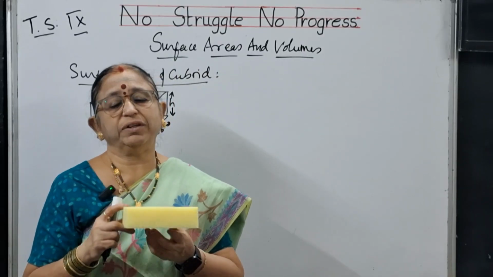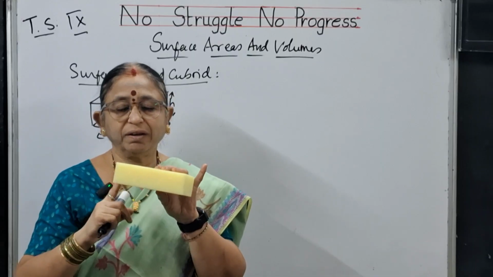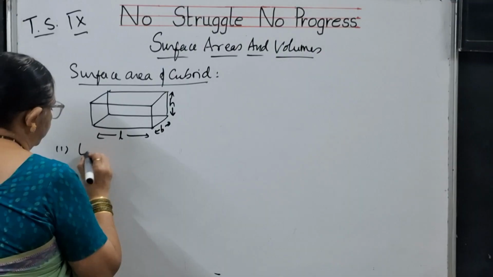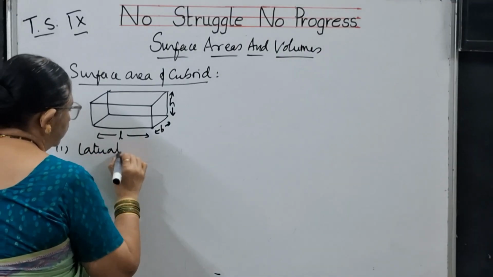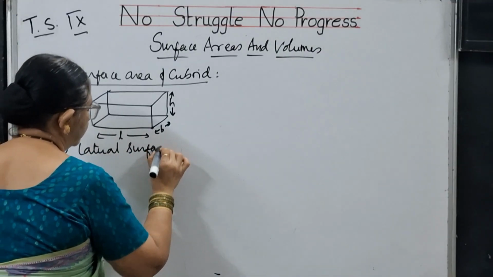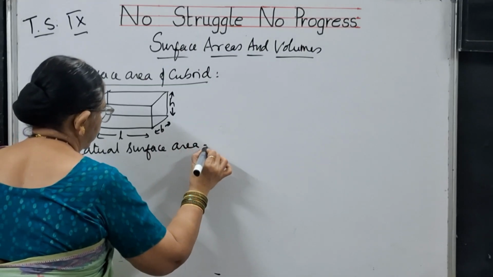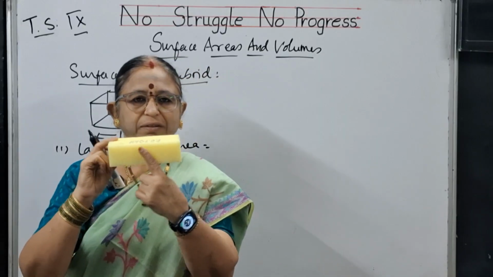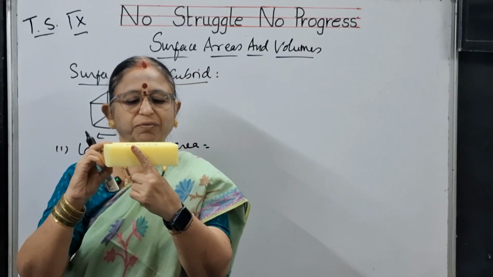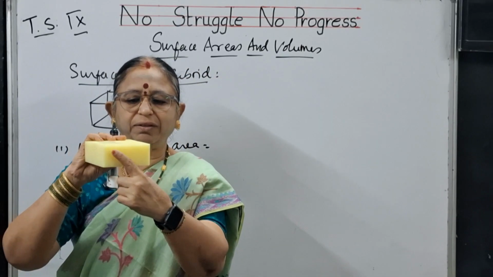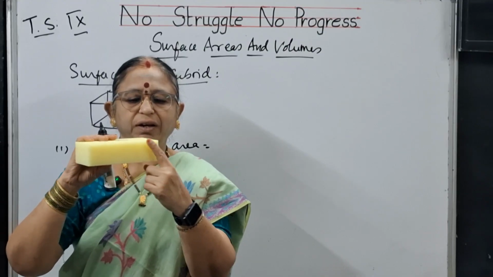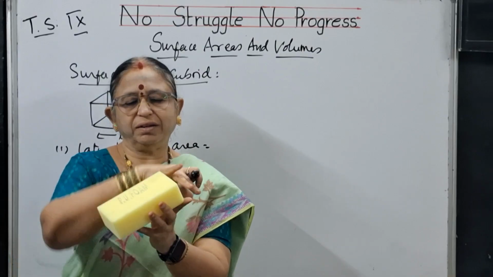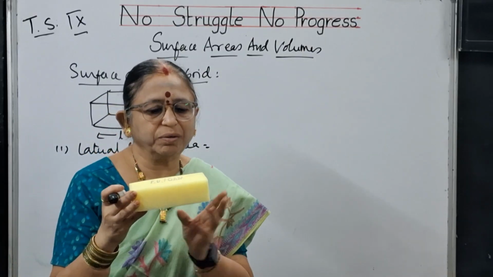There are two surface areas for this. One is lateral surface area. So first one we are going to talk about lateral surface area. So, what does this lateral surface area mean, children? Lateral means sides. That means we should talk about surface area of this, surface area of this, surface area of this, and surface area of this. These all are lateral sides, four sides. So, let us talk about this.